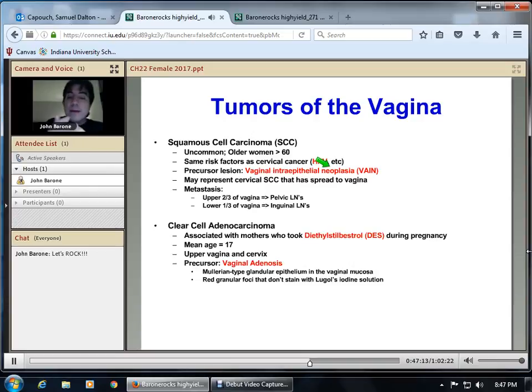HPV, smoking, immunosuppression, same risk factors. Now, precursor, just like the cervix, you get dysplasia first. And in the cervix, we call it cervical intraepithelial neoplasia. That's what we call dysplasia. Do same thing here. Vaginal intraepithelial neoplasia. To abbreviate, we call it VAIN.